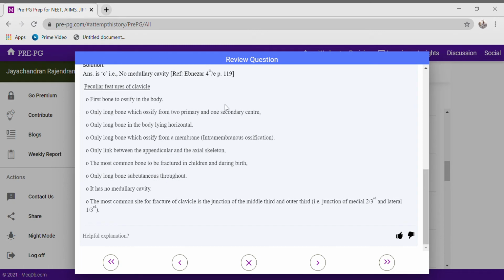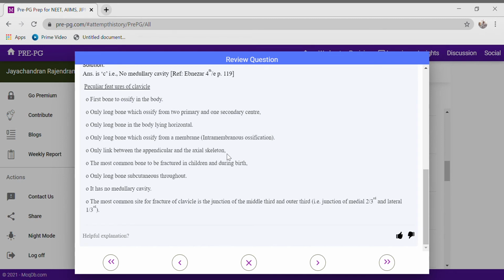The clavicle is the first bone to ossify in the body. It's the only long bone which has two primary and one secondary center, which is important. And it's the only long bone which is horizontally placed. That is also very important. And the only long bone that has membranous ossification, not chondral ossification. It is the only link between the appendicular and the axial skeleton.